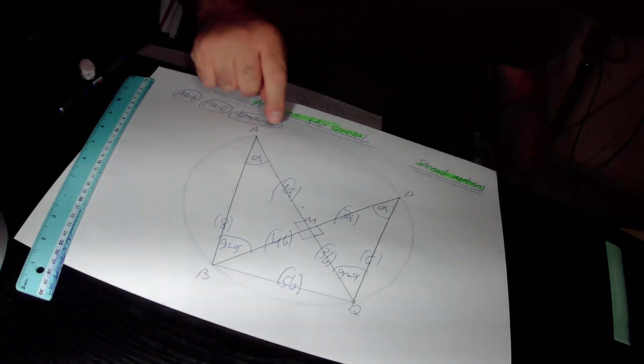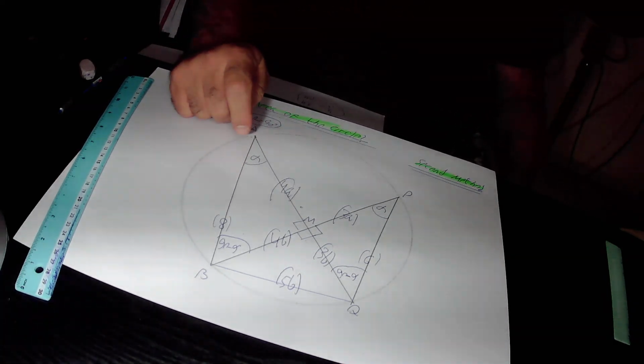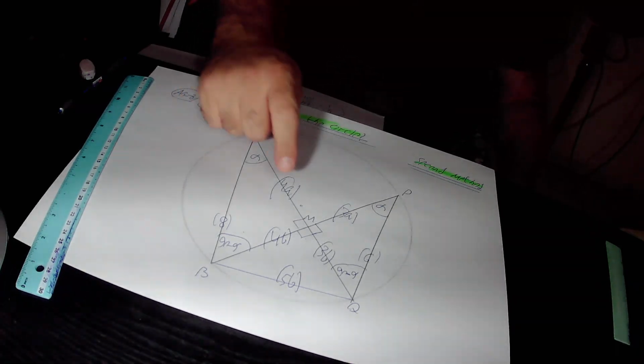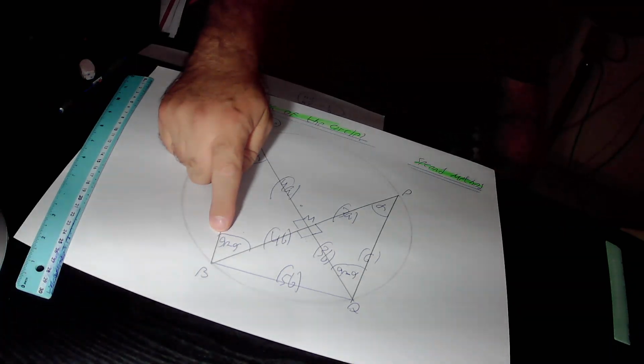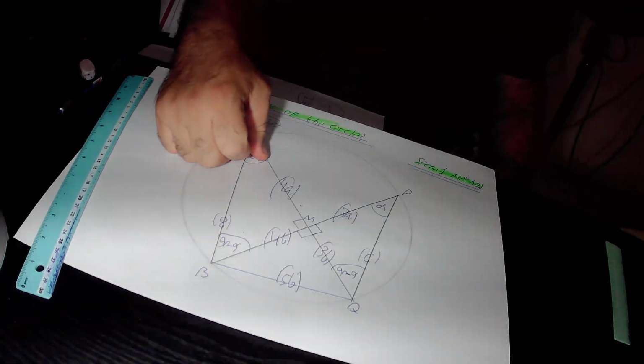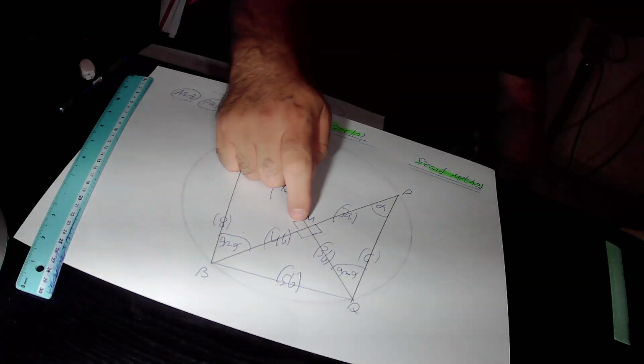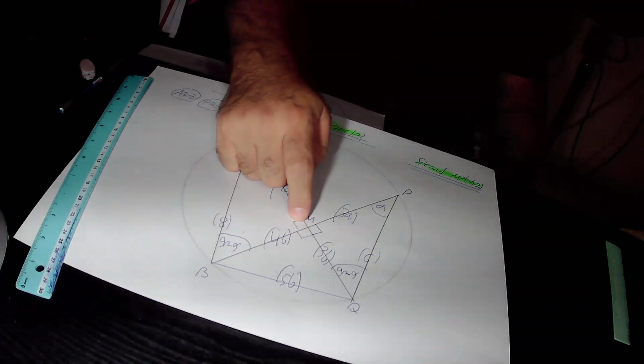So in the right triangle AMB, this angle equals alpha, this angle equals 90 degrees, and therefore this first missing angle must be equal to 90 degrees minus alpha. Why? Because 90 degrees minus alpha plus alpha is 90 degrees, and 90 degrees plus 90 degrees is equal to 180 degrees. That is the sum of the angles in the triangle.